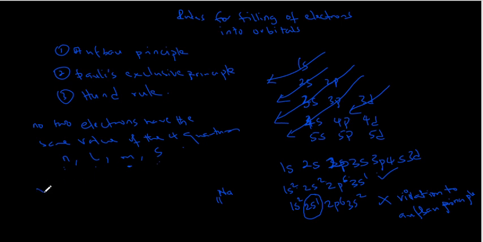Now this is a violation to this principle. If, let's say, I have carbon and I want to fill carbon, by right it's supposed to be 1s2, 2s2, 2p6. That's the configuration for carbon.